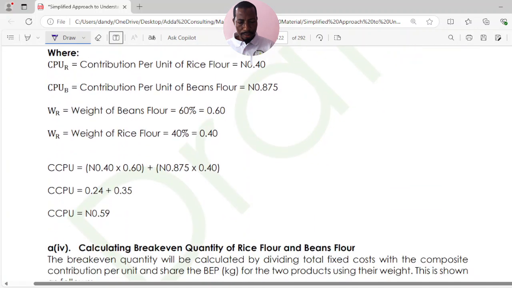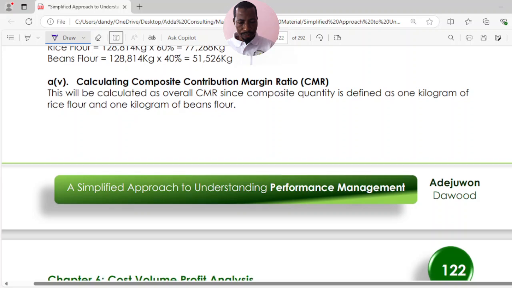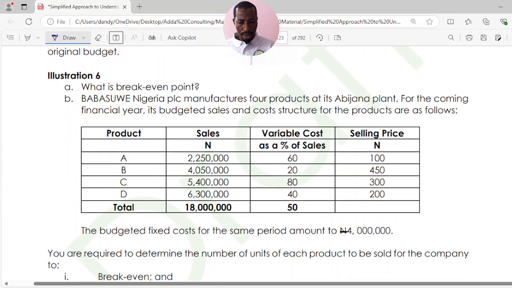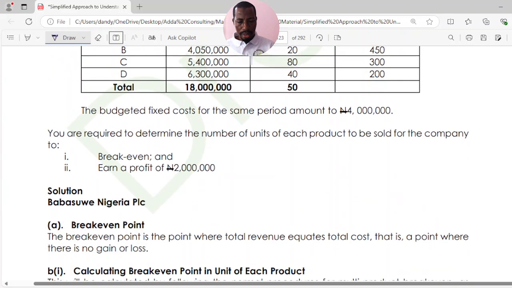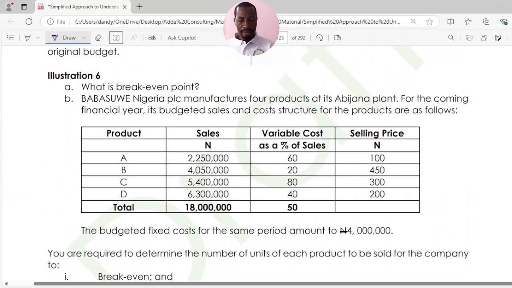That's a multi-product, but let's go for, okay. Let's have this illustration number 6. So ignore the B, ignore the A. What is break-even point? You already know that.